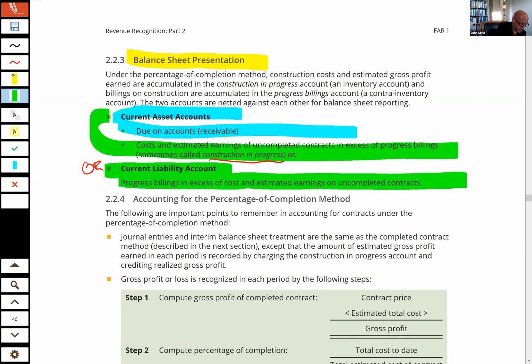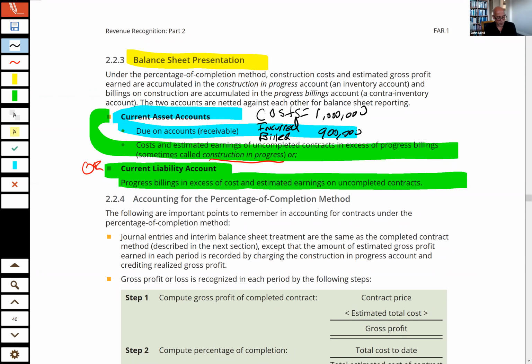Now, let's put in a scenario here, because the way this is written, I don't see how anybody on earth would understand it. So let's put an example in. Let's say we have a contract and the costs that we've incurred so far are $1 million. Just saying cost incurred, to make that clear. Meanwhile, we've billed $900,000.